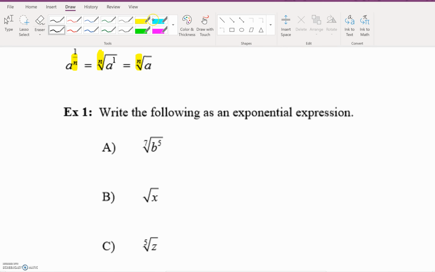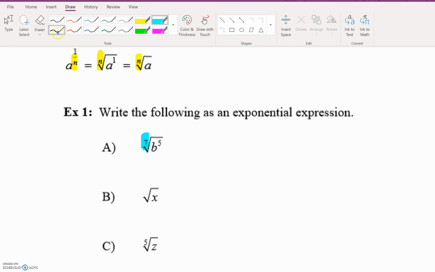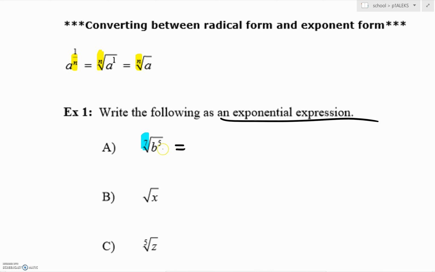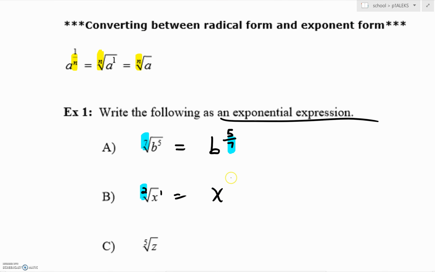If we take a look at number 1, we've got a 7th root of b to the 5th. The directions say write it as an exponent. Well, the index always is in the denominator. So this is really b to the 5/7. Take a look at letter B. A square root is really a second root. They never write the index in there. You have to be aware of it. So this is going to become x to a power. Remember, the index goes in the denominator. That's x to the 1/2.